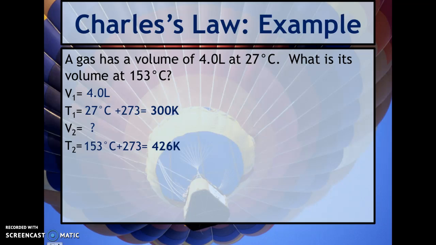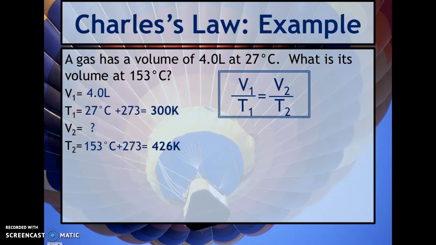The next thing we have to do is write down the Charles's law formula. So we've got V1 over T1, volume 1 over temperature 1, equals volume 2 over temperature 2. Now we will substitute our knowns and unknowns into our formula. So volume 1 is 4.0 liters. Temperature 1, which we converted to Kelvin, is 300 Kelvin. And we're going to set that equal to volume 2, which is our unknown, over temperature 2, which is 426 Kelvin after the conversion.